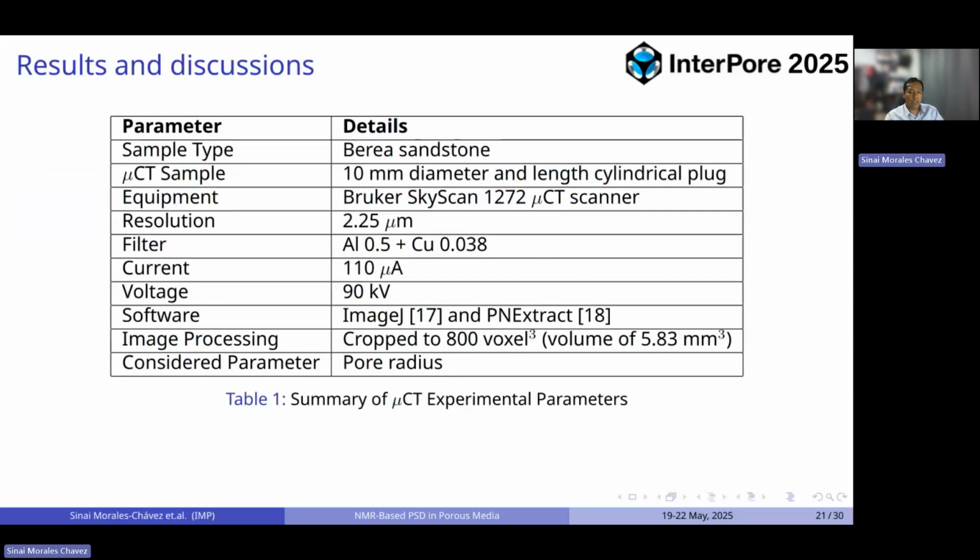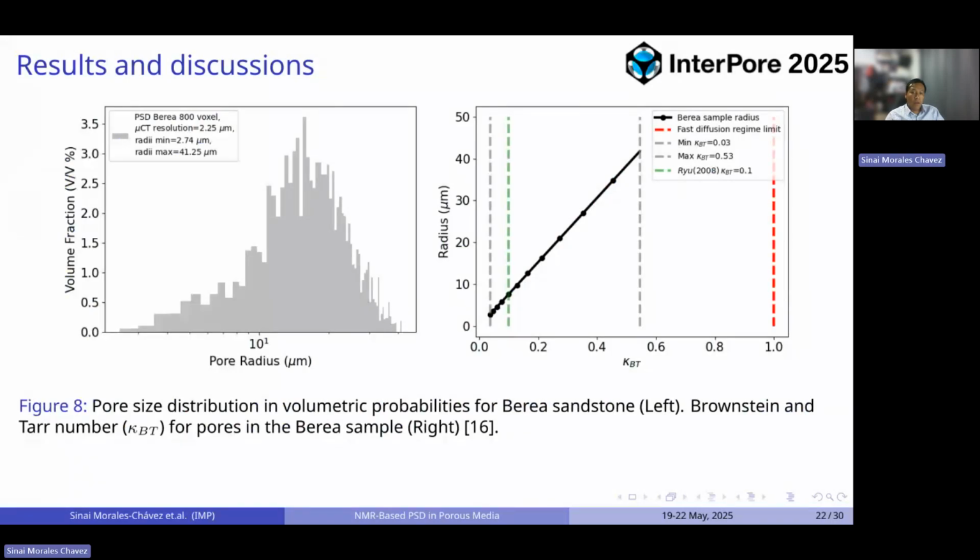The parameter of interest selected for the micro-CT data is the pore radius. So on the left, we see the pore distribution obtained from the micro-CT image analysis. The distribution is expressed in terms of volumetric probability, allowing for a direct comparison with NMR-derived results. On the right, we show the computed Brownstein-Tarr number for each pore identified in the micro-CT dataset.